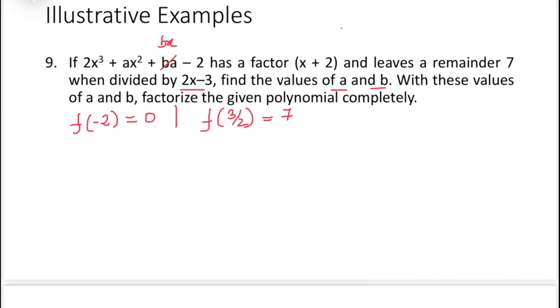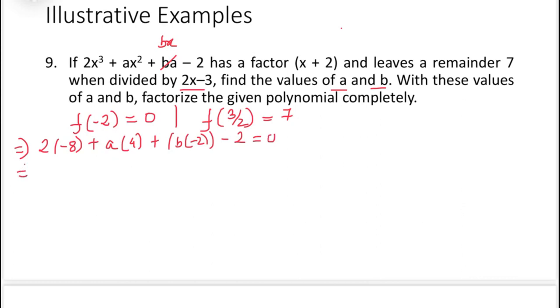f(−2) equal to 0. So let's plug in the value of −2 in place of x, and then equate it to 0. So 2 times (−2)³ is −8, so 2 times −8, plus a times x square. So what is x square? (−2) whole square, that is plus 4, right? Plus b times x, or b times −2, so plus b times −2, right? And minus 2.